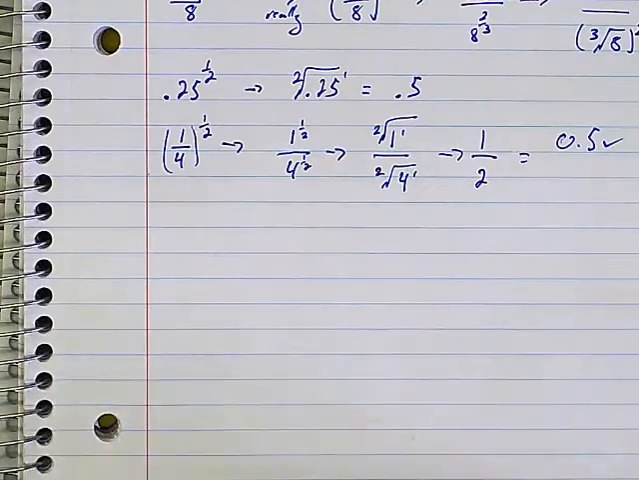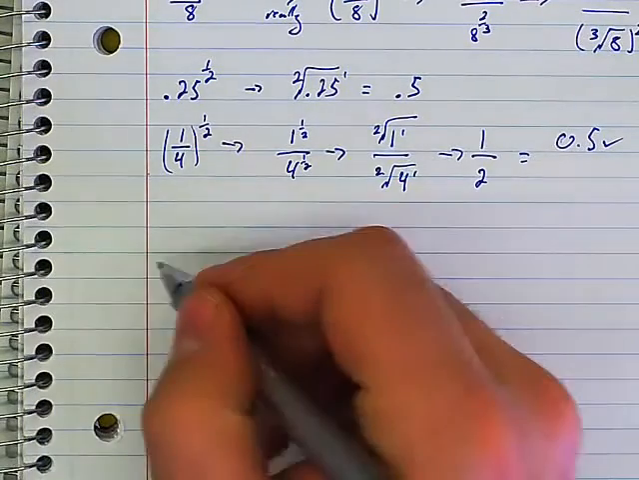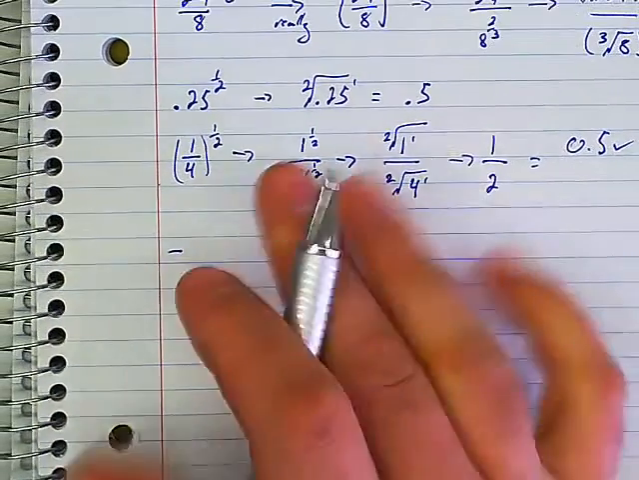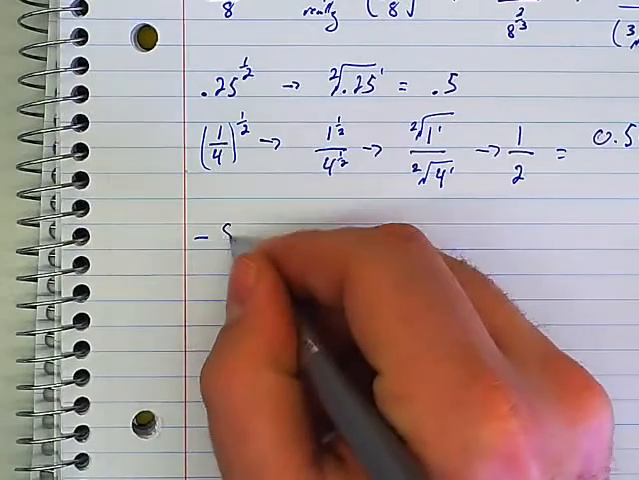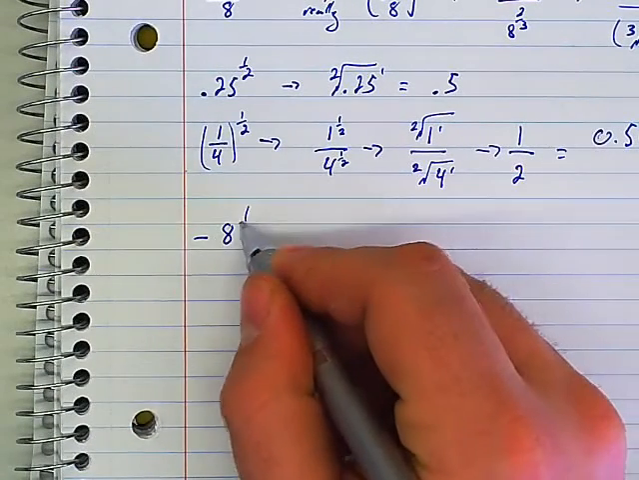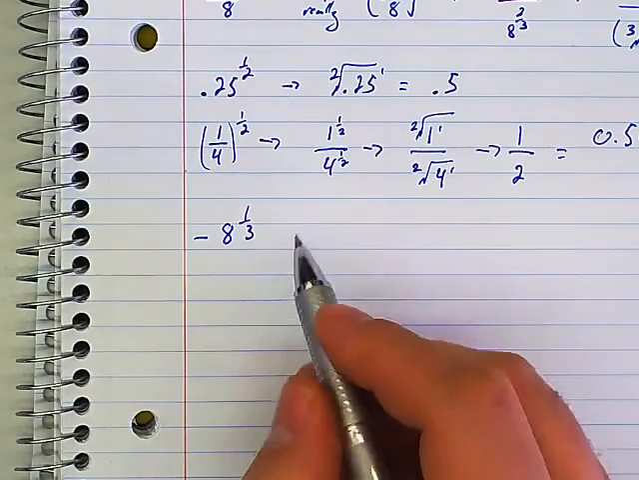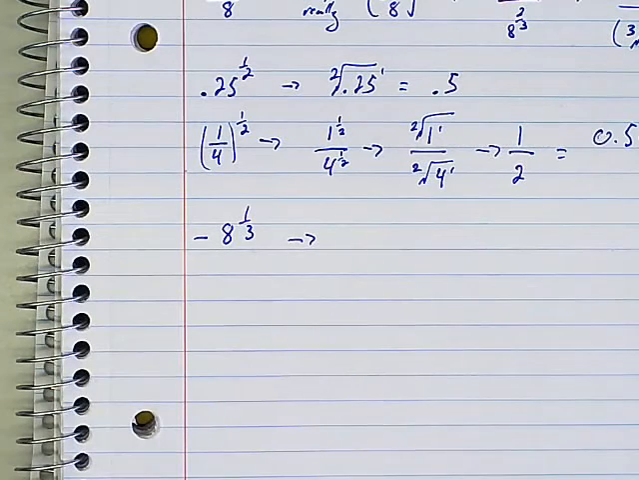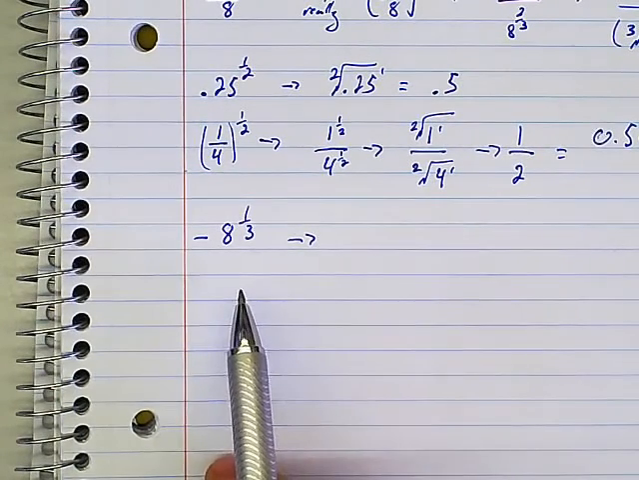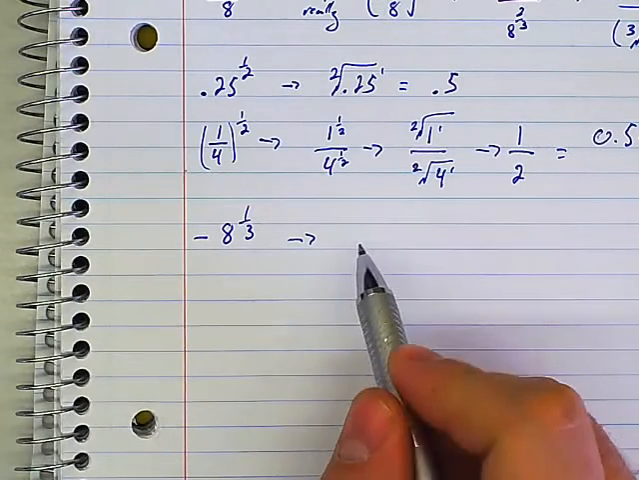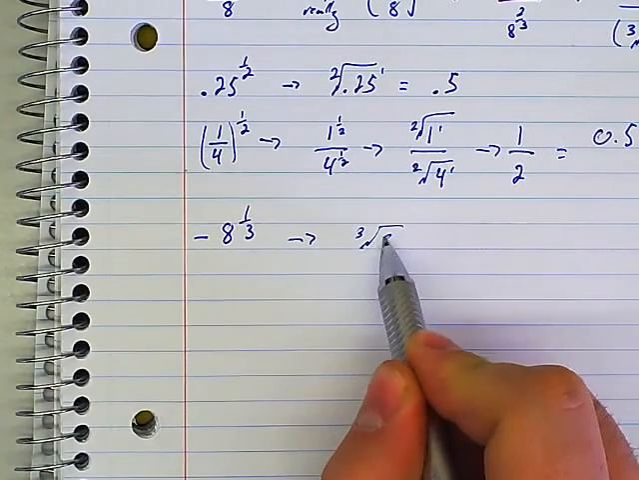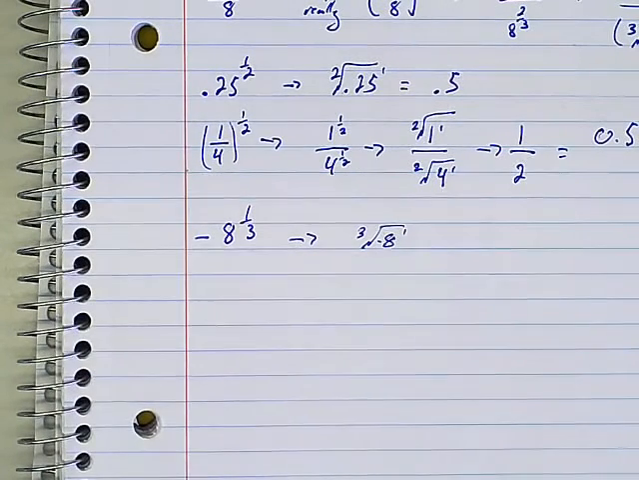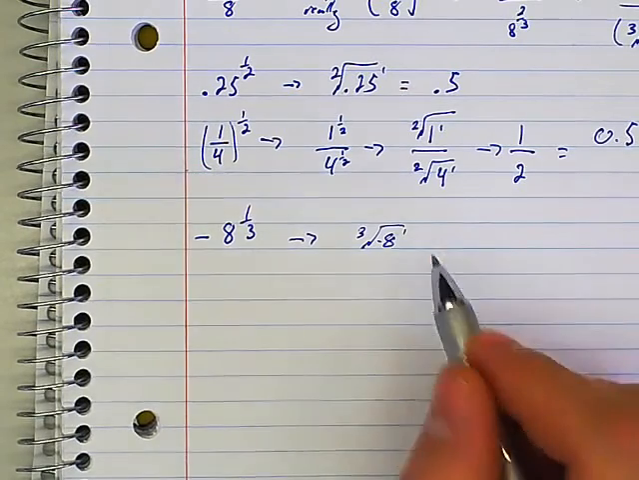So, next we're going to start with -8 to the power of 1/3. So, this is the cubic root of -8 to the power of 1. The cubic root of -8 is -2, and -2 to the power of 1 is still -2.